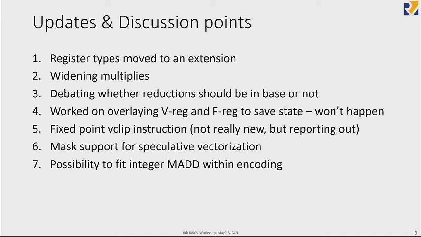A couple new things that have shown up: widening multiplies. I have a slide for it. We do have a heated debate on reductions. We've worked hard on overlaying the VREGs and the EVREG, and we've given up on it. I'll talk a little about vclip, support for speculative, and we now see a way maybe to have integer multiply adds, which back in November, January, we just saw no way really how to encode that. So let's go through these updates one by one.